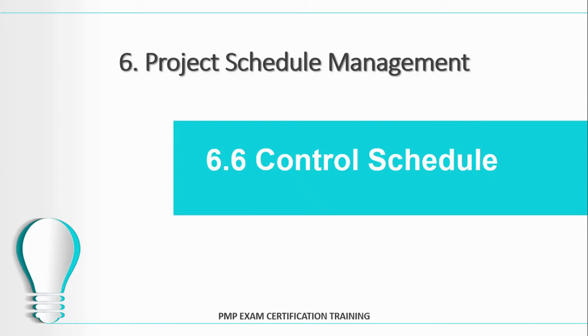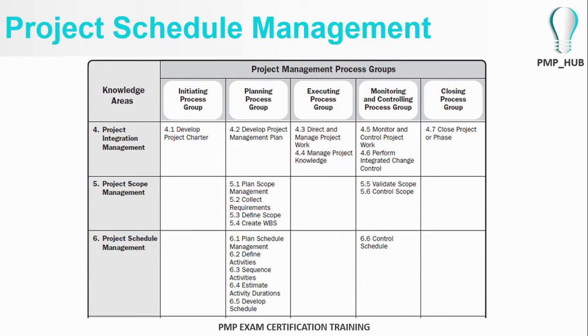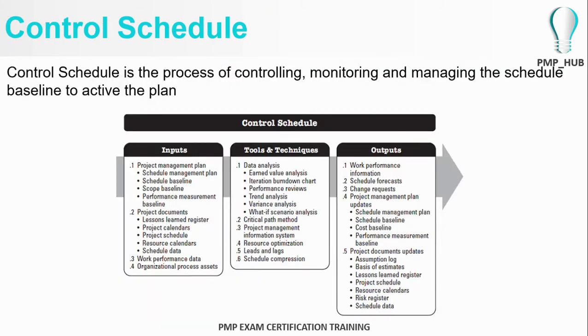Welcome to Control Schedule process under Project Schedule Management. The Control Schedule process is the last process under Project Schedule Management, and it is placed in the Monitoring and Controlling Process group. The Control Schedule process is all about controlling, monitoring, and managing the schedule baseline in order to achieve the project planned completion date.